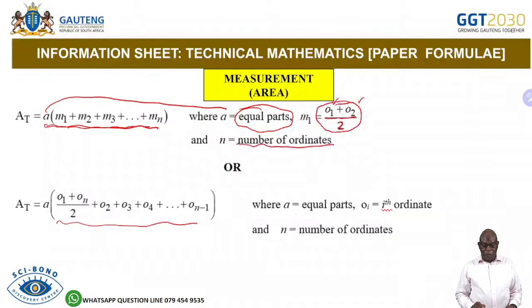N is the number of ordinates that we are going to have. We'll have to use the exact number of ordinates that has been given. Okay. Area there, we're using O1 plus ON, so in other words, it's the first one plus the last one divided by 2. But then here, most mistakes that we make, we also have O1 here, we make it O1, and we don't copy the formula correctly, and we make a lot of mistakes. Okay, so when you do this question, I'll explain it further. Right.